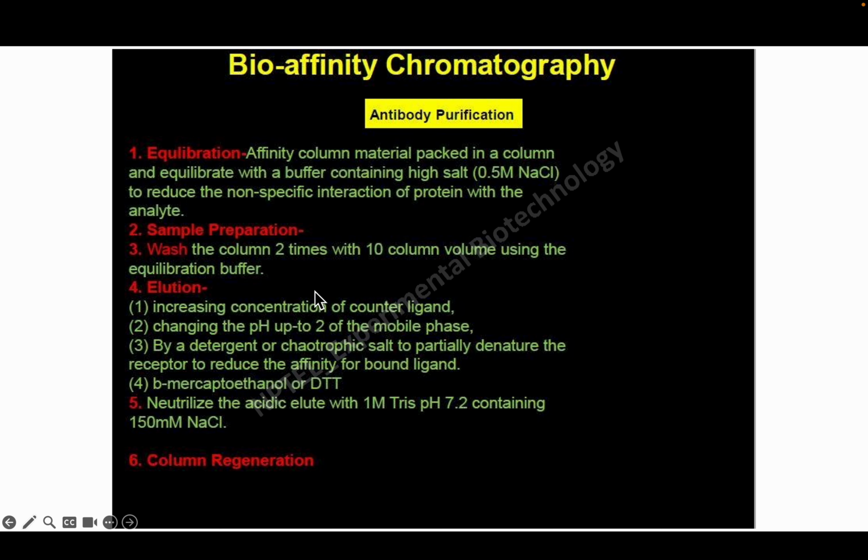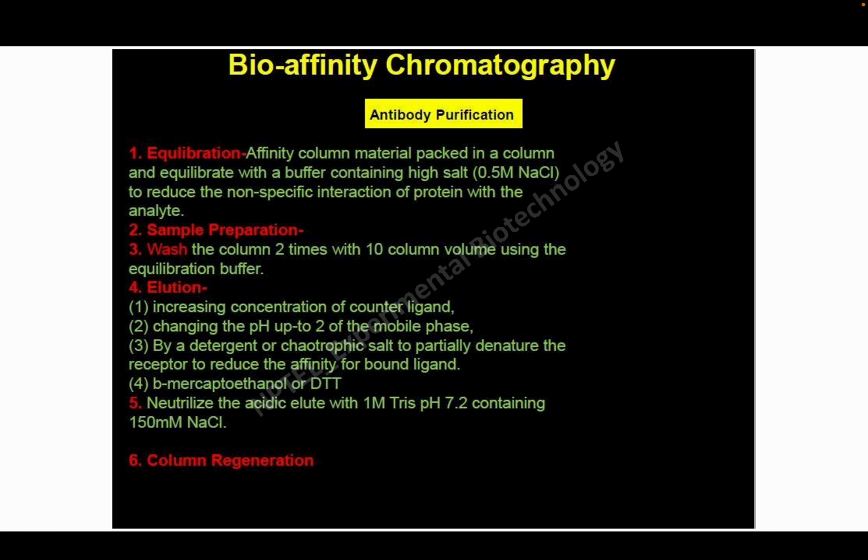For elution, you will increase the concentration of counter ligand so that the receptor will bind with that counter ligand and your protein of interest, the ligand, will come out. Or you can change the pH down to 2 of the mobile phase so that the interaction will get hampered. Or you can add any detergent or chaotropic salt to partially denature the receptor to reduce the affinity for bound ligand. You can add beta-mercaptoethanol or DTT also so that the interaction will get hampered. Then you neutralize the acidic eluate.